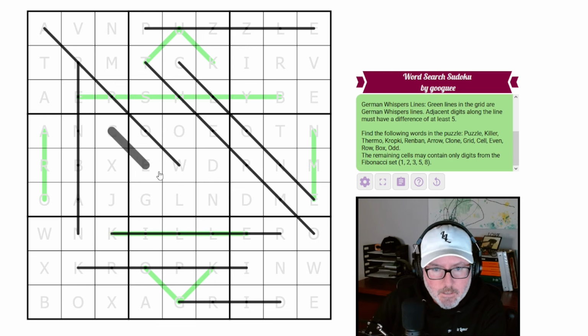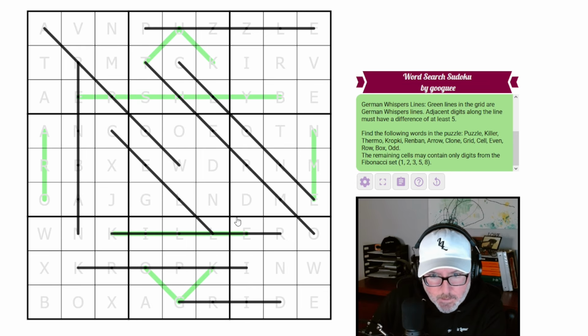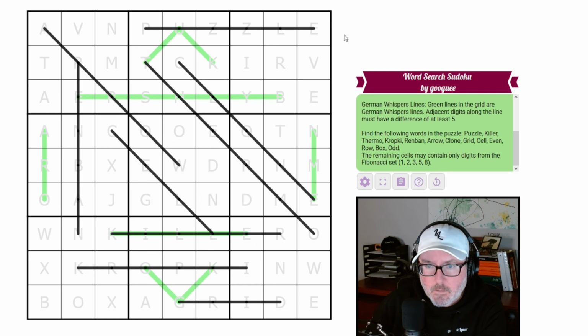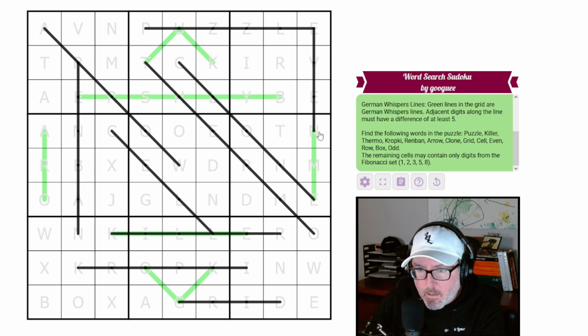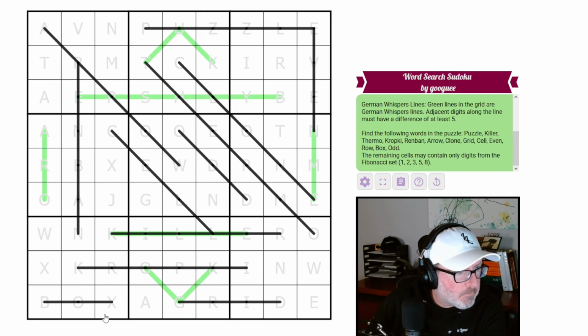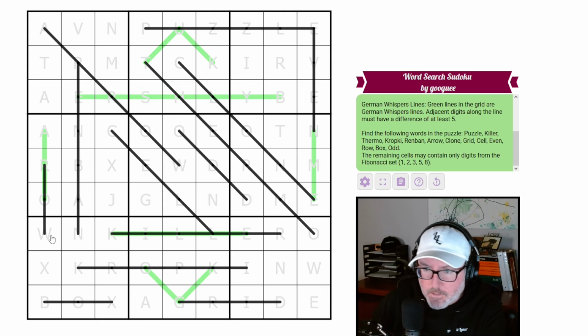Cell is right here. Even, I think, no, I thought I saw it, but it wasn't right. It's here. Row, box, and odd. Here's odd. Here's box. Where's row? It's right on the side here. So that should be all of them.